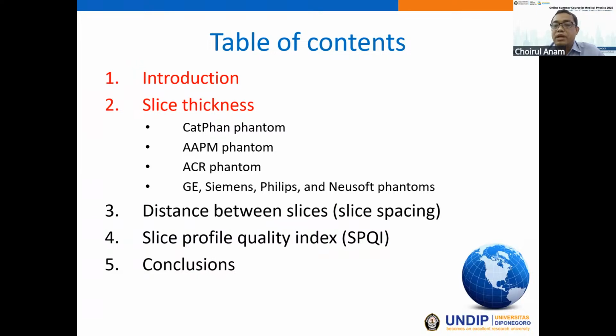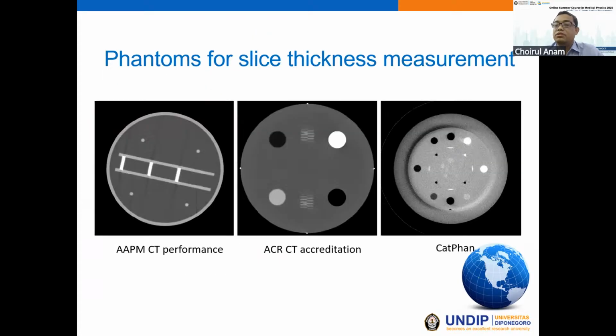Okay, and now we move to how to measure the slice thickness. Of course, if we want to measure the slice thickness, we should have a phantom dedicated to measuring it. There are many phantoms, such as the AAPM, RCR, and CatPhan, and they have different designs for measuring the slice thickness. This is an example: the design from the AAPM, this one from the RCR, and this one from the CatPhan. Basically, they employ a line or ramp with a specific angle.